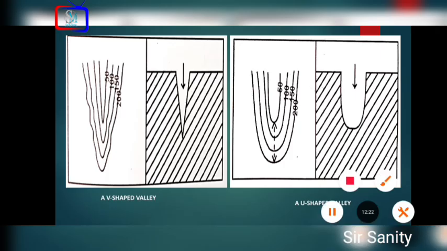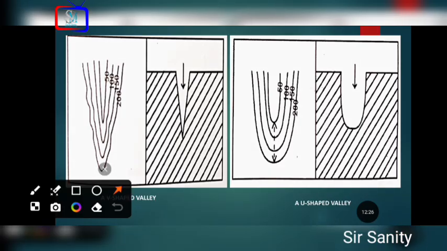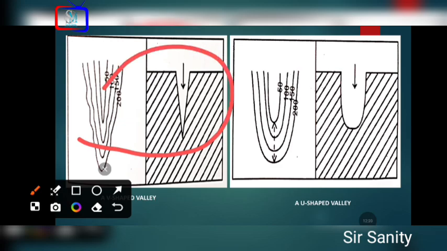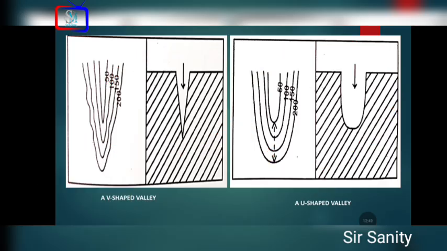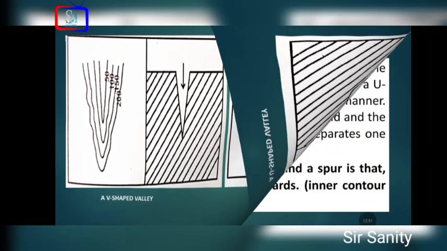Now you may see on a map, there's a valley. So this is a V-shaped valley, and here is a U-shaped valley. We are saying that the value decreases inward, or the inner contour has a smaller value, and the outer contour has the higher height. So as it progresses outwards, the value increases. That one is the valley.